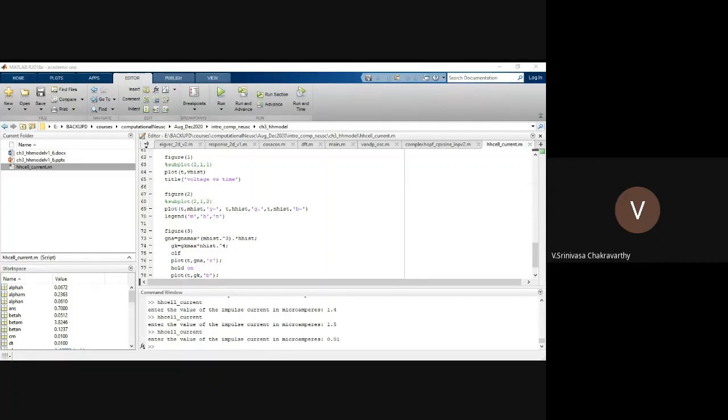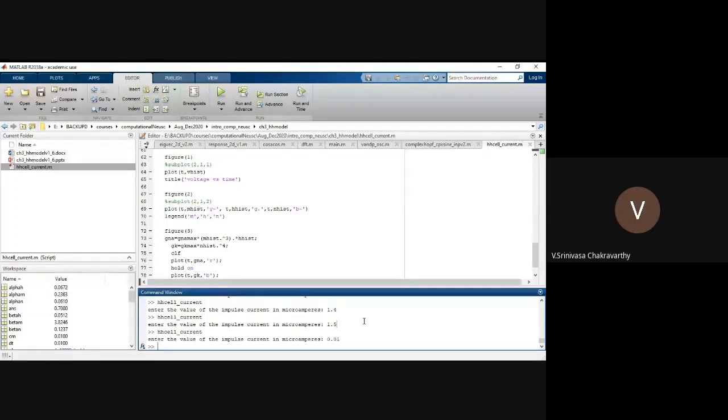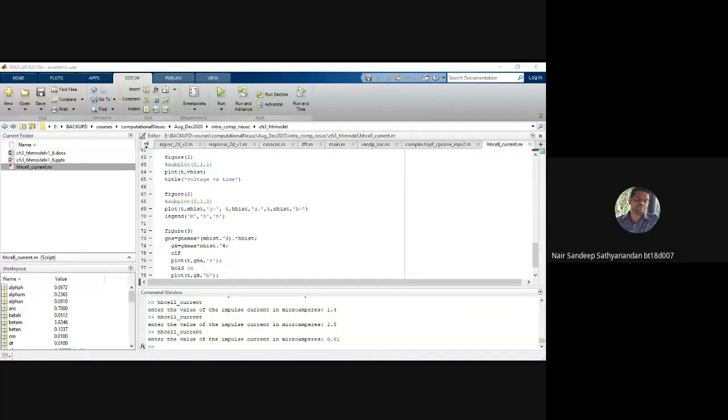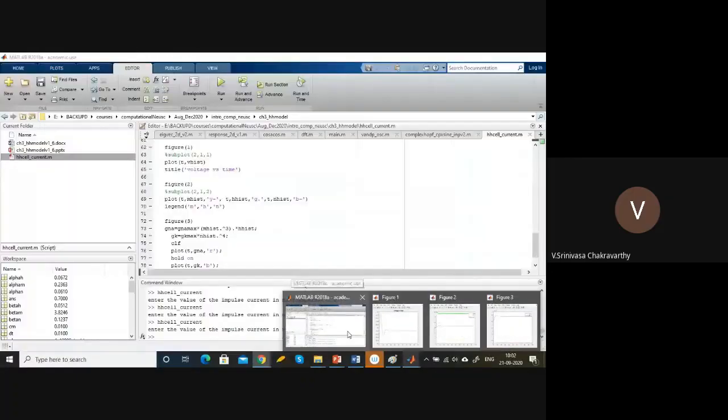Right, so there are 3 plots. Can you see the plots? No, sir. The plot is not seen. Maybe that window is not shared. Can we share multiple windows simultaneously? I think the best thing is to share the screen. Just 1 second. So now you can see the screen, right?